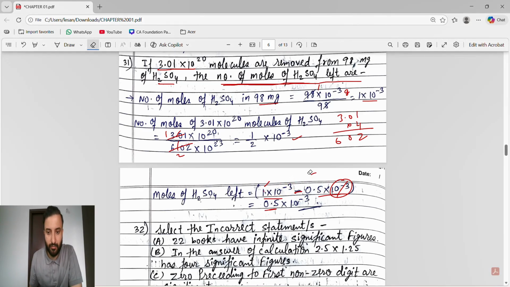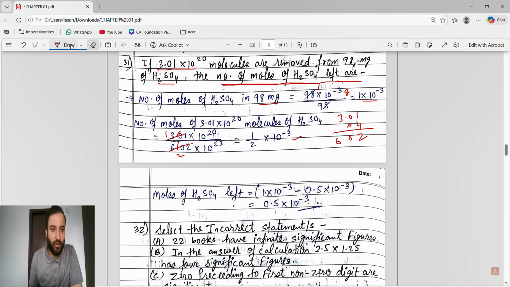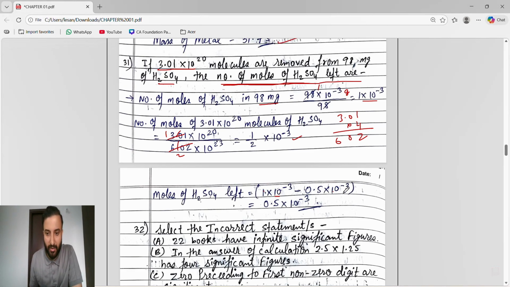See what we will do. Guys, never do this type of calculation like that, where you say 10 to the power of minus 3 minus 10 to the power of minus 3 will cancel. See what we will do in this type of calculation. 10 to the power of minus 3 is common, so we'll take the 10 to the power of minus 3 outside. Now what is remaining? 1 minus 0.5. Now you will do it like this: 1 minus 0.5 is 0.5, and then into 10 to the power of minus 3.